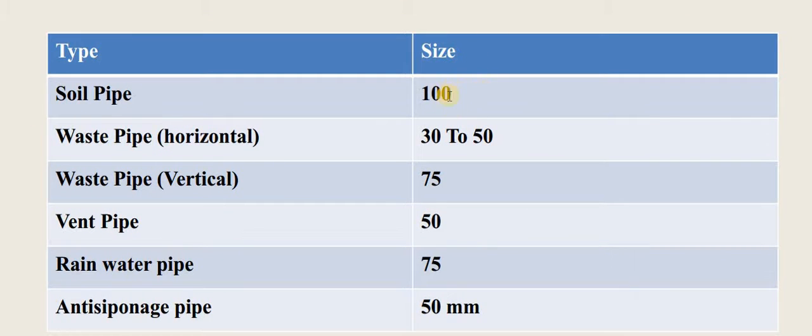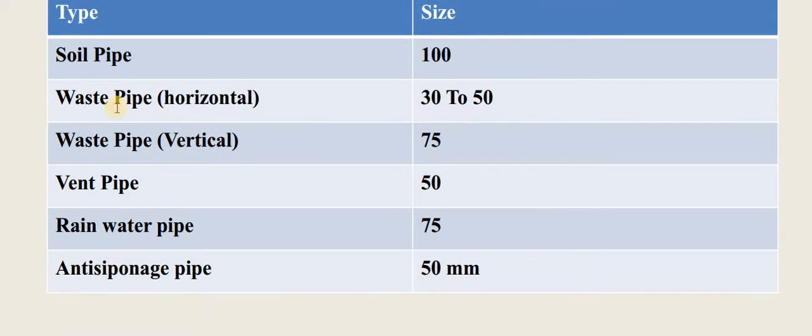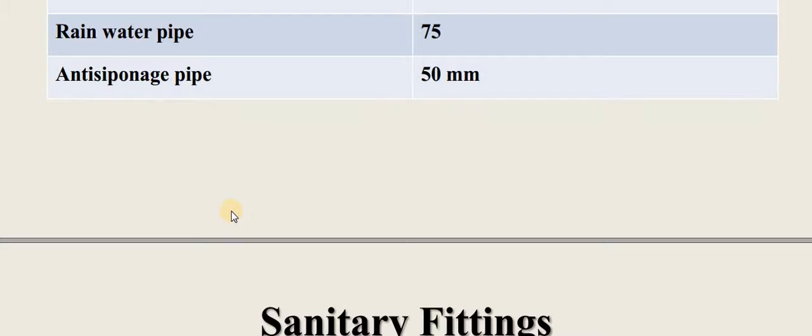And the sizes of various pipes, all dimensions in mm: soil pipe, 100 mm. Waste pipe which is laid horizontally, 30 to 50 mm. Waste pipe which is laid vertically, 75 mm. Vent pipe, 50 mm. Rainwater pipe, 75 mm, and anti-siphonage pipe is 50 mm.